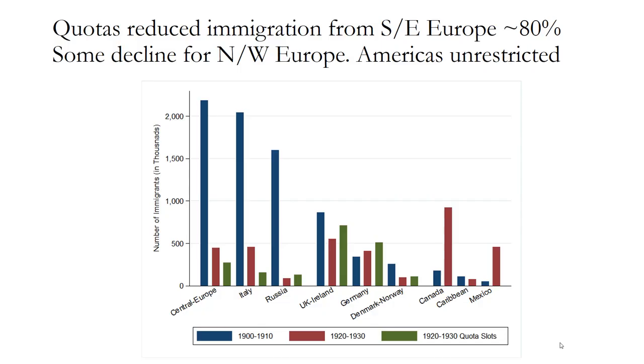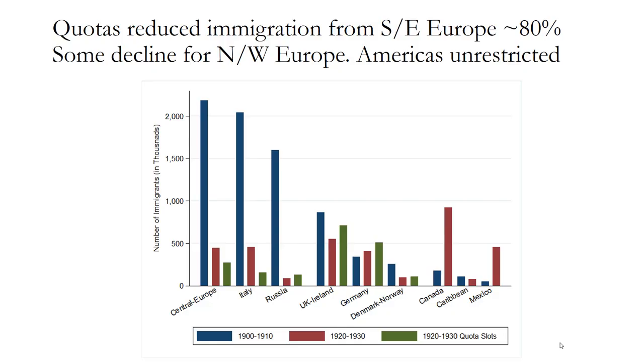And then the red bars here show you how many people actually entered from these locations from 20 to 30. Those numbers are a bit higher than the quotas because we have an unrestricted year, 20 to 21. And if you look annually, instead of decadally, we see that these quotas are completely binding.